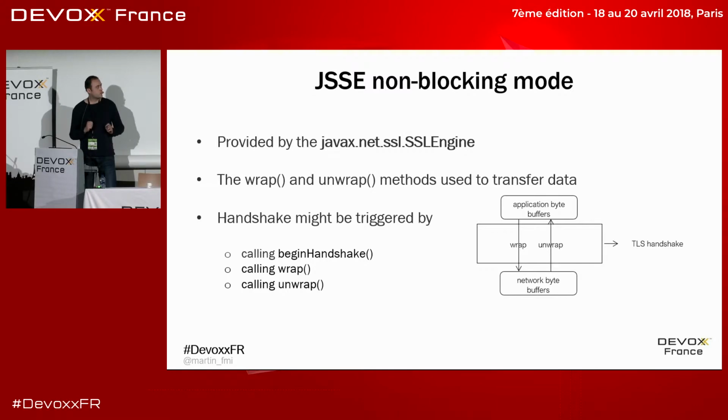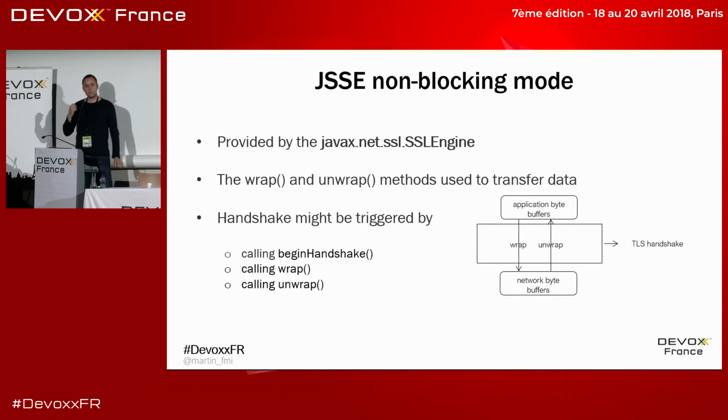The SSL engine API is much more complex to use, and in short, to understand how it works, if we look at the diagram on the right side, first, if we want to send some data over to the network, we use the wrap method to send that data to a so-called application byte buffer. The application byte buffer resides on the application side, and when it gets that information from the SSL engine, it sends it over to the network by writing it to the so-called network byte buffers.